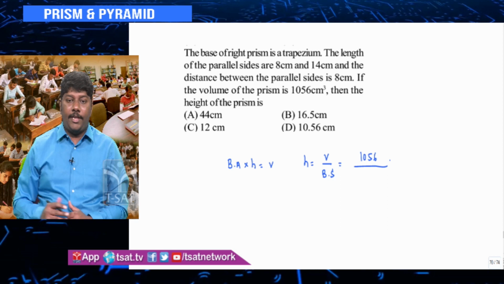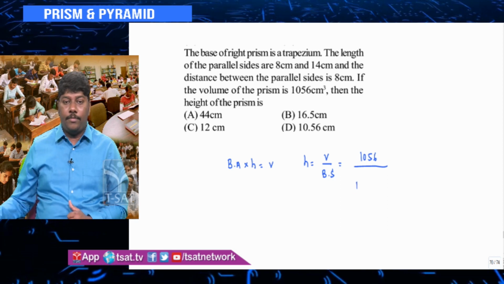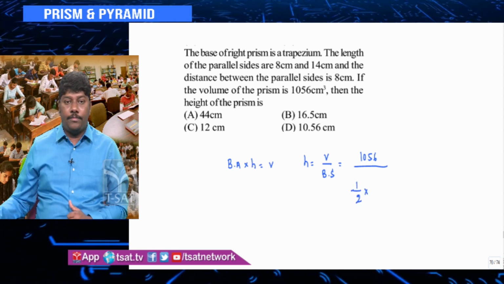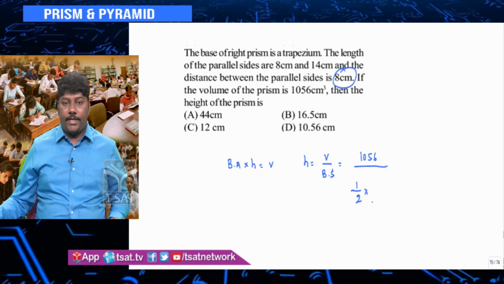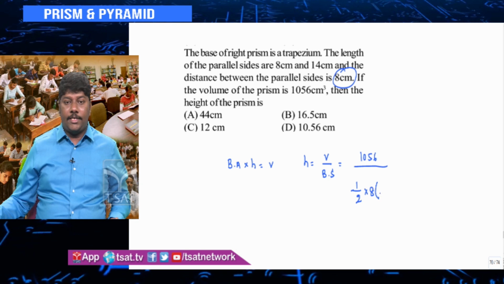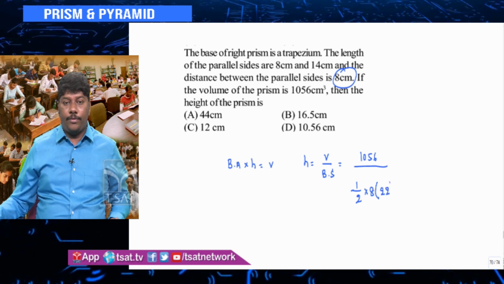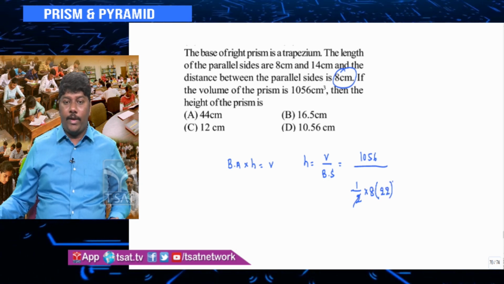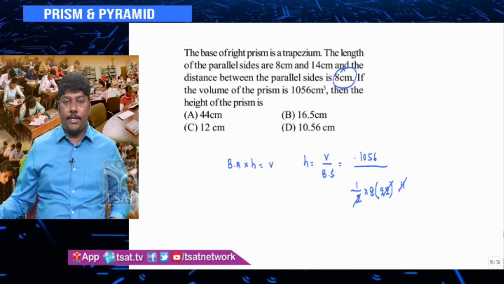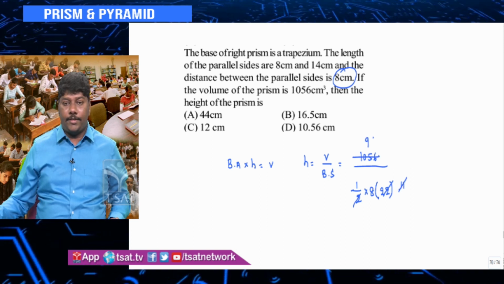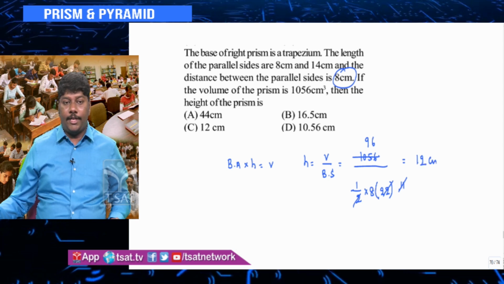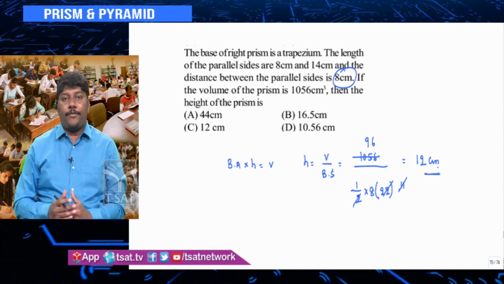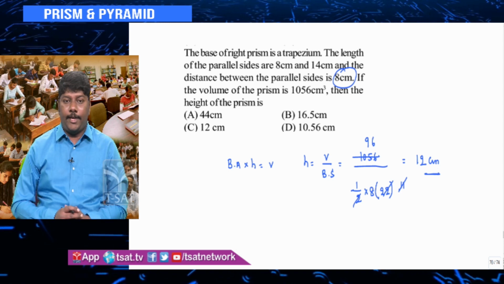A trapezium area is half into height into sum of parallel sides. Height means the distance between the parallel sides, that is 8, and the sum of parallel sides, that is 22. 2 1s are 2, 11s are 11, so 11 you cancel it. It is going to be 96. 96 by 8 is 12 centimeters. So the height of the prism is 12 centimeters.